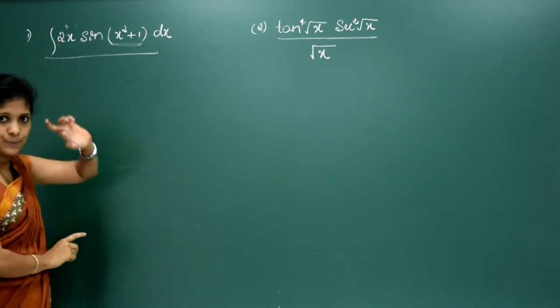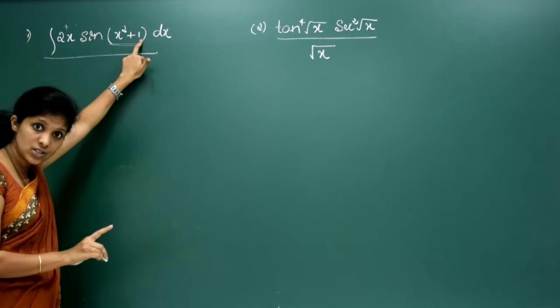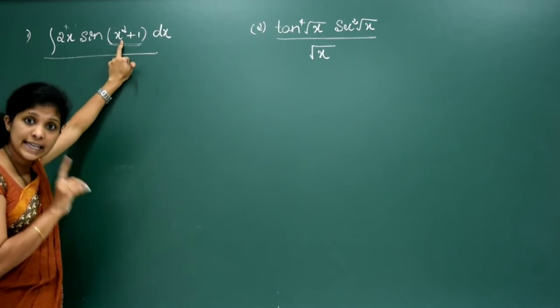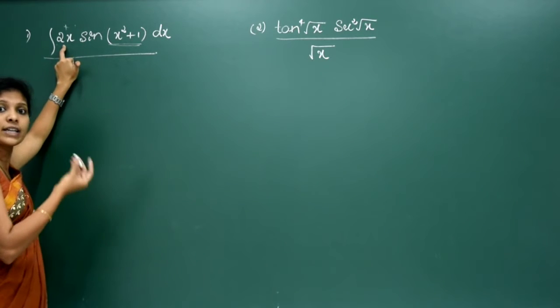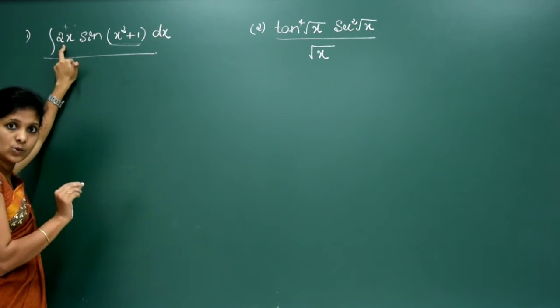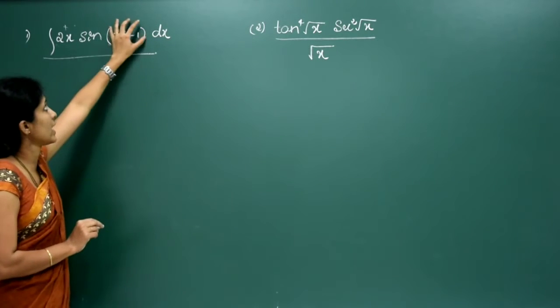See, if you give the substitution as x square plus 1, after the differentiation, derivative of x square will be 2x. Here we have that, right? So that we can give the substitution. I hope you are getting this one. So we have to give the substitution for independent variable. So this one I will give.